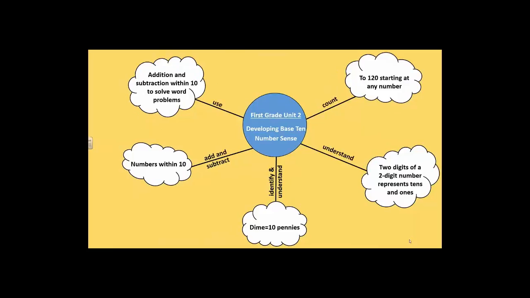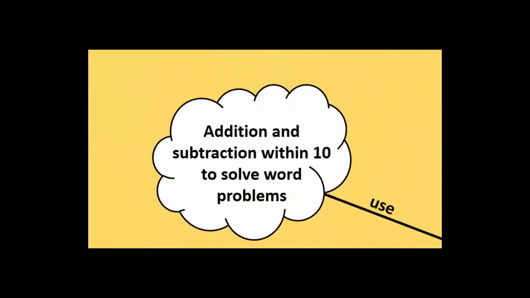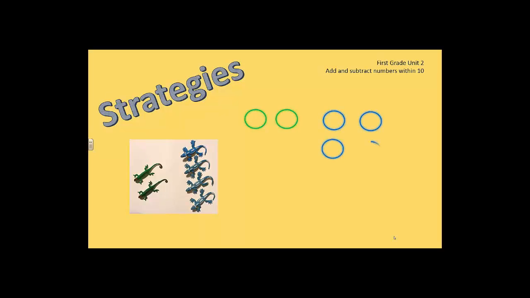The next areas we will look at in Unit 2 are adding and subtracting numbers within 10 and using addition and subtraction within 10 to solve word problems. First graders develop strategies for addition and subtraction within 10 during Unit 2. They use objects, draw pictures, and finally write equations to represent addition and subtraction problems. Equations are the final, more abstract representation.